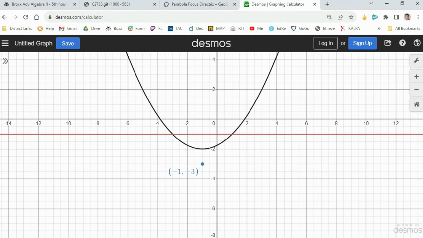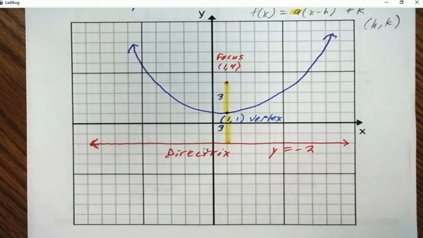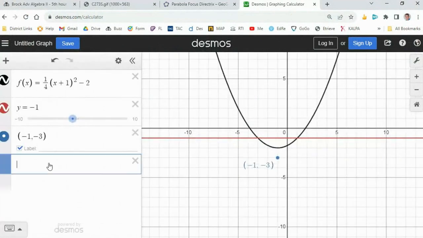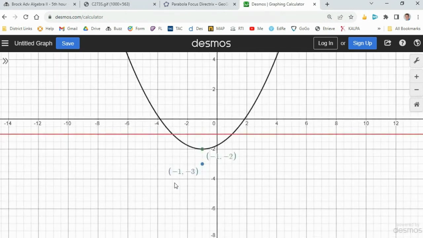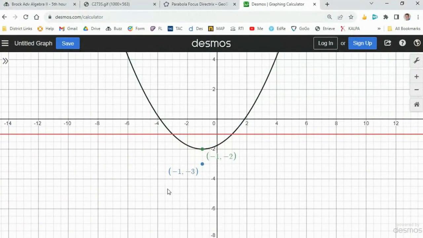Not necessarily. Let me show you the other one that we had done and see if you notice anything different. We could put the vertex point on here, just to have that negative 1, negative 2. There we go. So there, we got the vertex point on there. But still, there's a problem. There's a big difference between this one and this one. The line is actually on the parabola instead of below.